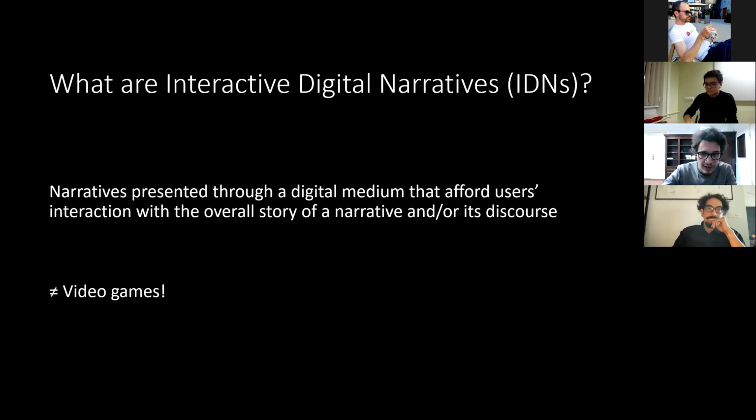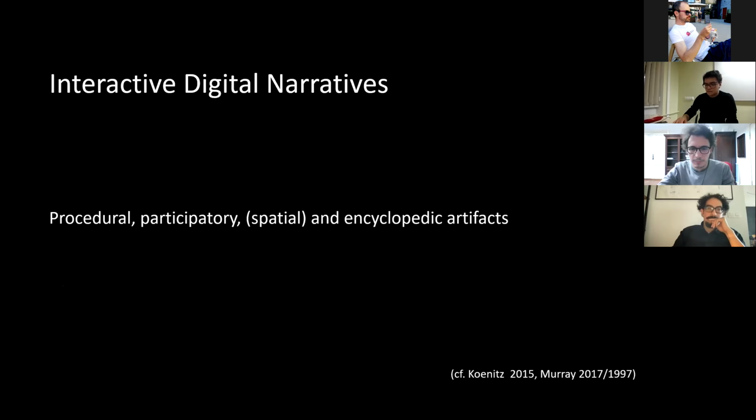So IDNs have some peculiar properties that I think are worth mentioning briefly, so that we are all on the same place when we will be progressing. The four properties of interactive digital narratives are defined by Murray as properties of digital media in general, and have been applied by Koenitz later to IDNs in particular. And they are procedurality, their participatory nature, their spatiality, and the encyclopedic capacity they afford.